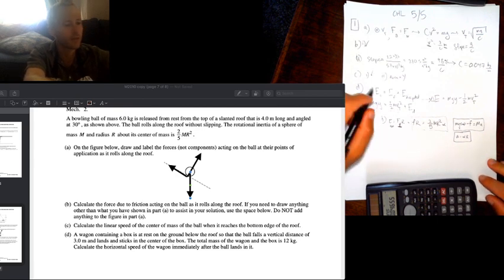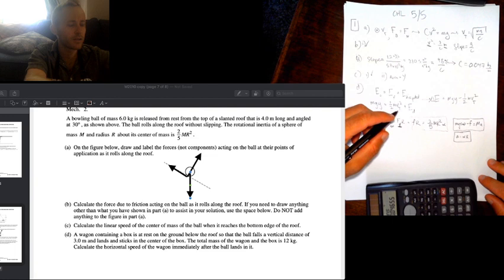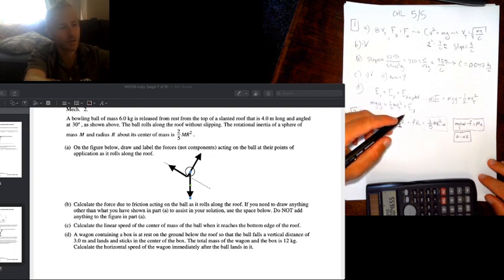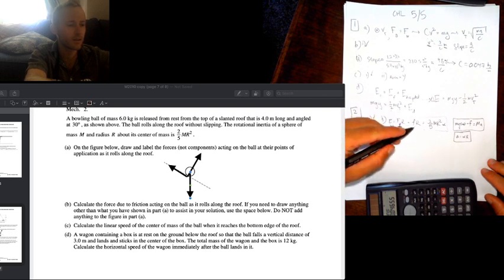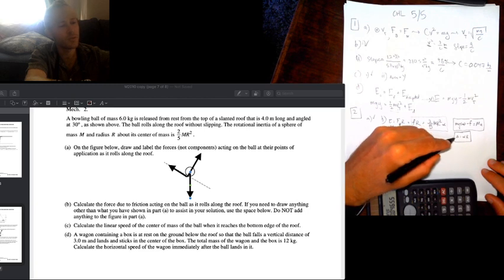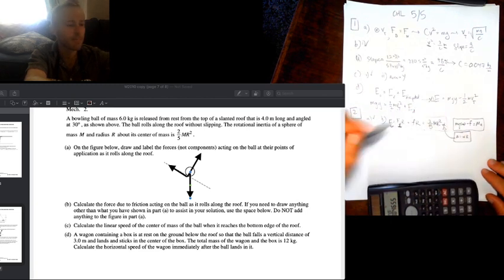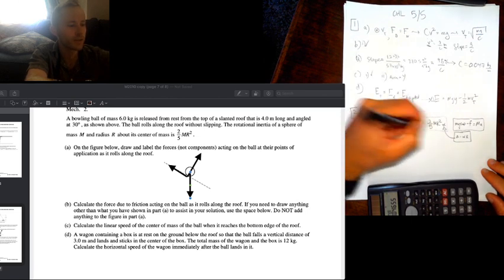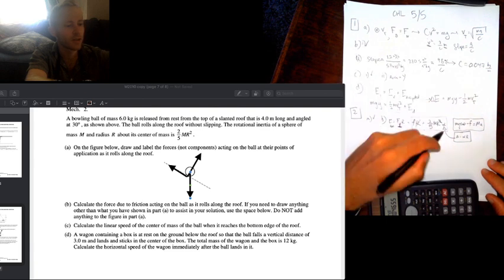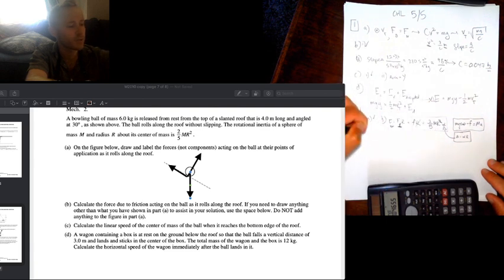Trying to solve for F, what I'm going to do is substitute A in right here. All right, so I can cancel out a factor of R there, and then you can see I have R alpha, so I get friction equals 2/5 MA.